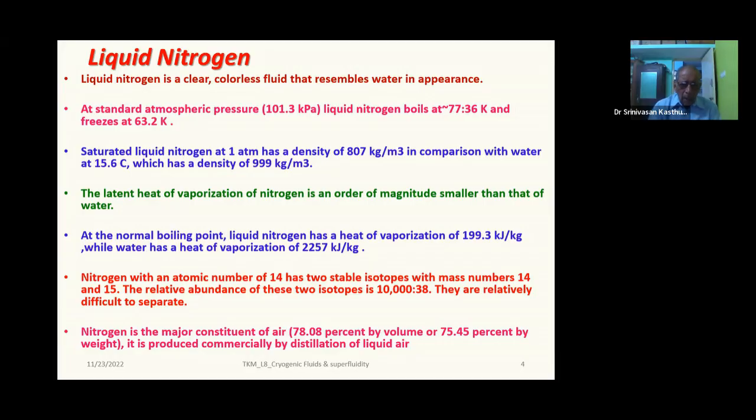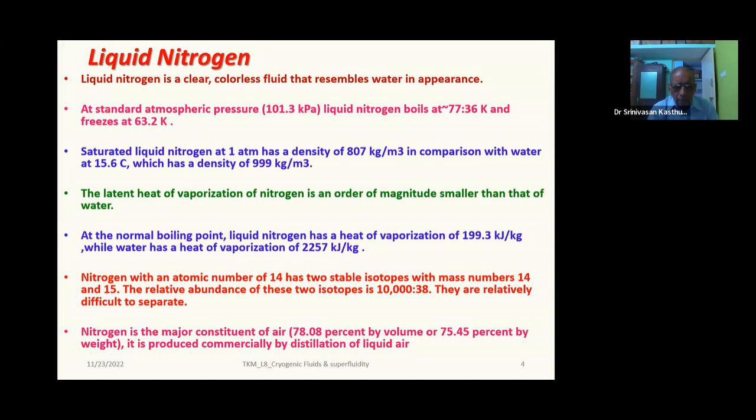The latent heat of vaporization of nitrogen is an order of magnitude smaller than that of water. I don't exactly have the number here, but I think it is about 199.3 kilojoule per kilogram, whereas that of water is about 2257 kilojoule per kilogram.